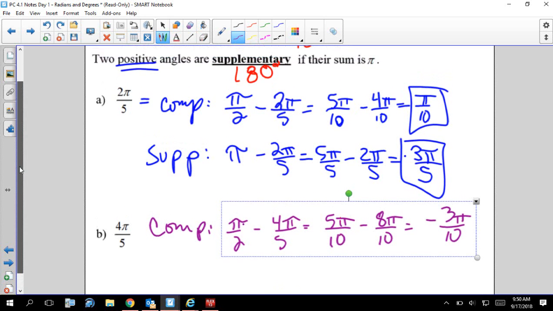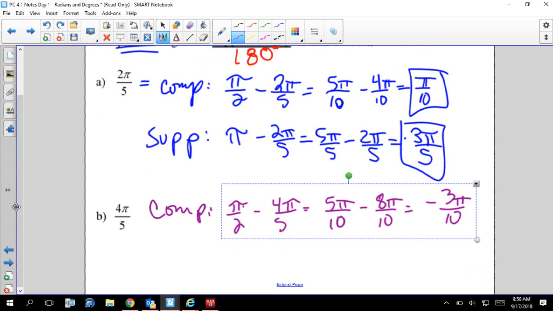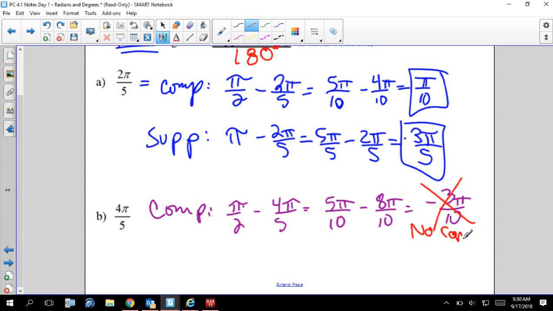What rule did I just break? It has to be positive. This is not positive. It means there is no complement. That's because 4 pi over 5 is bigger than 90 degrees already.